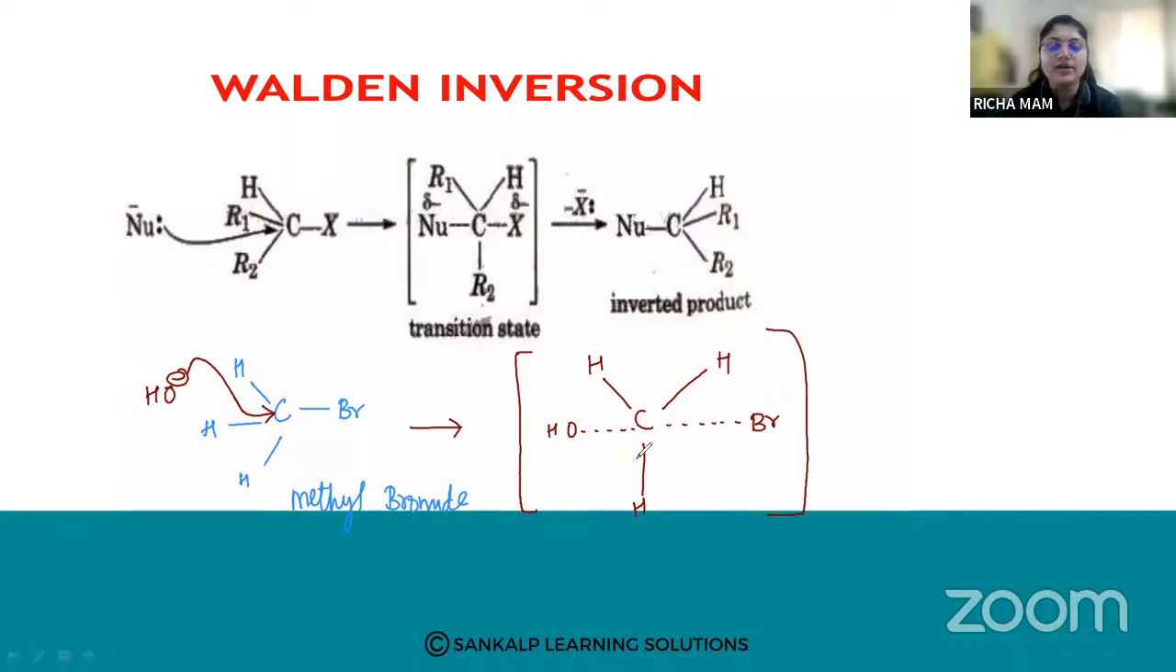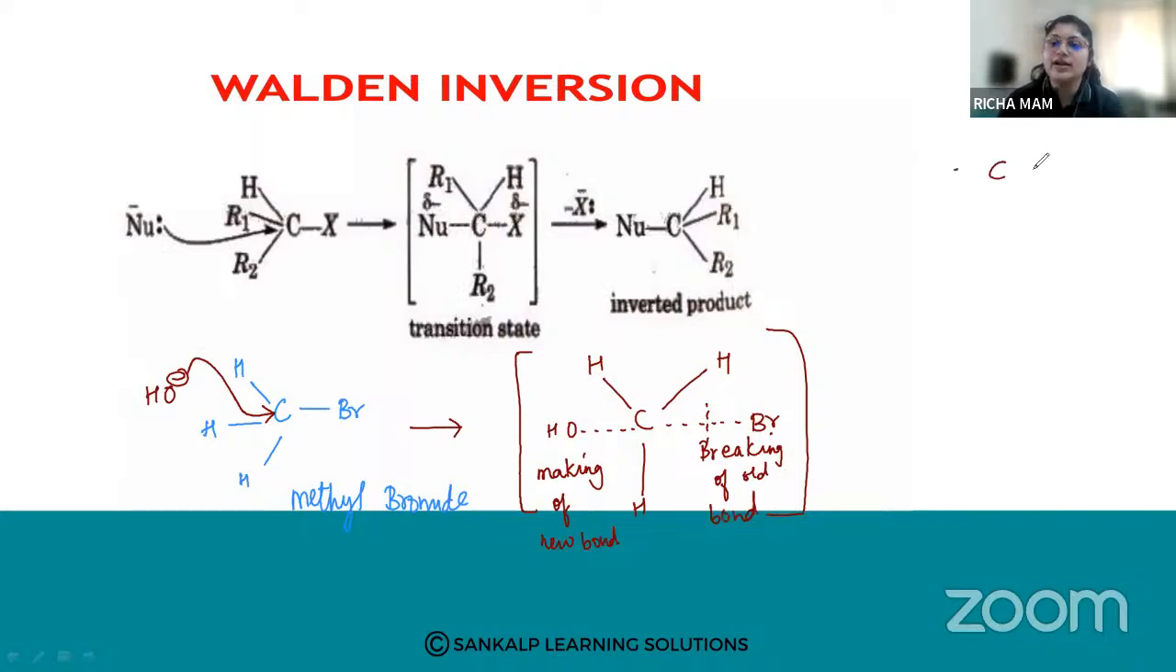So what will happen in Walden inversion? What you can see is the simultaneous making of a bond. This is the making of a new bond, and here the breaking of the old bond is taking place. So this bond is broken and this bond we are making.